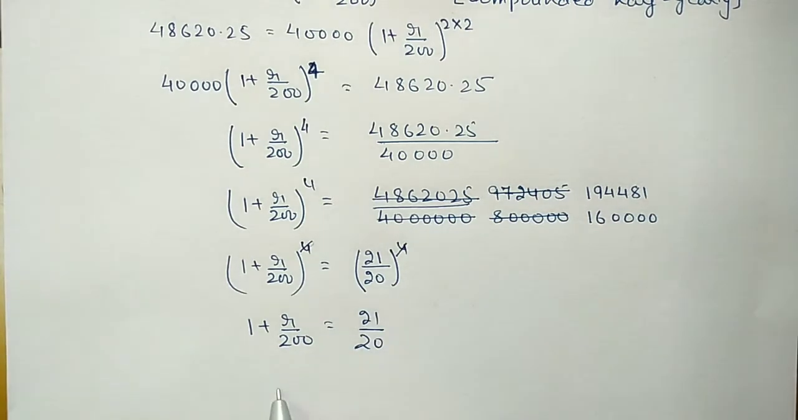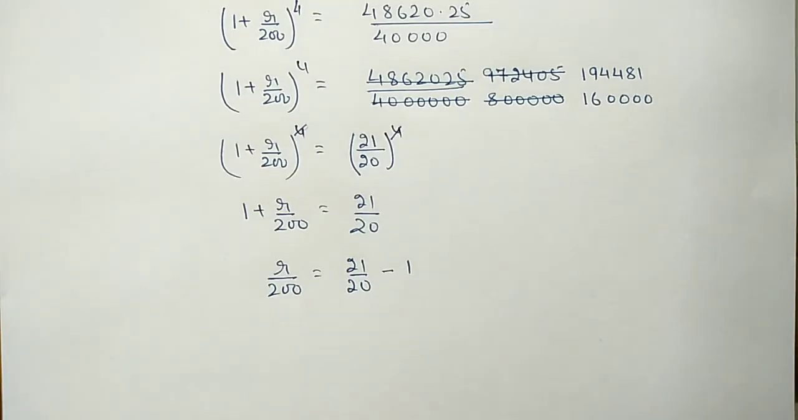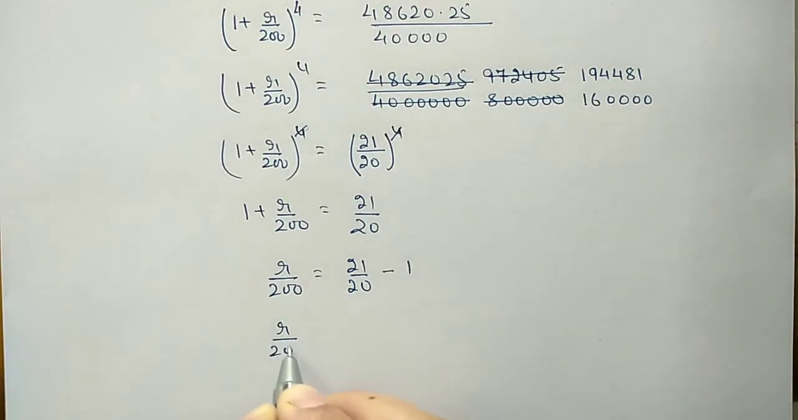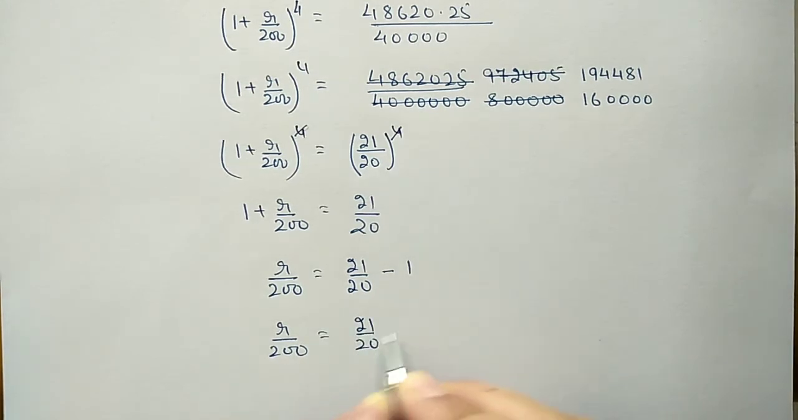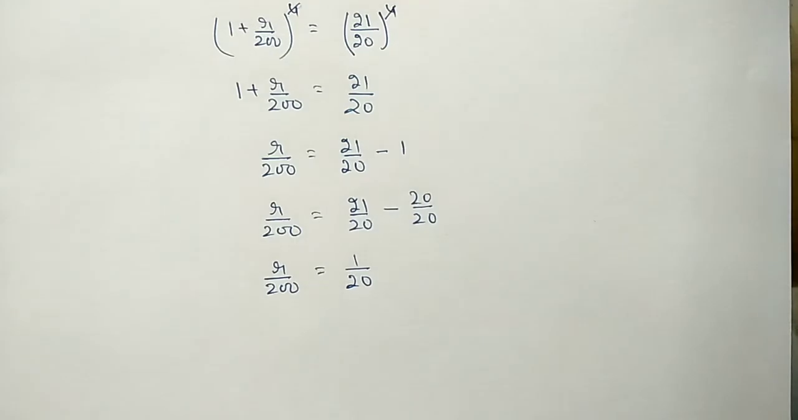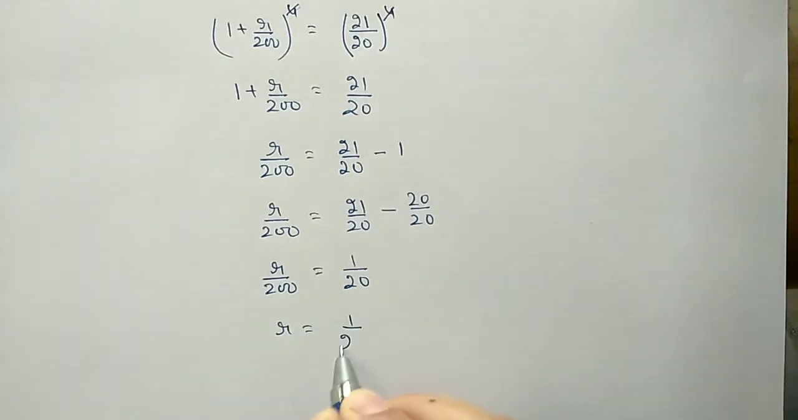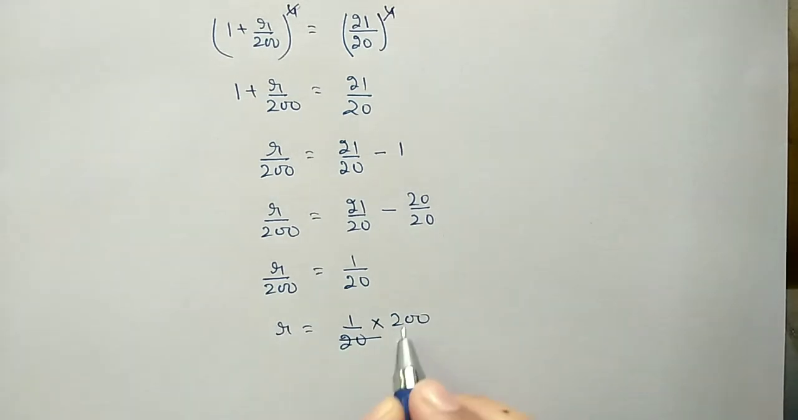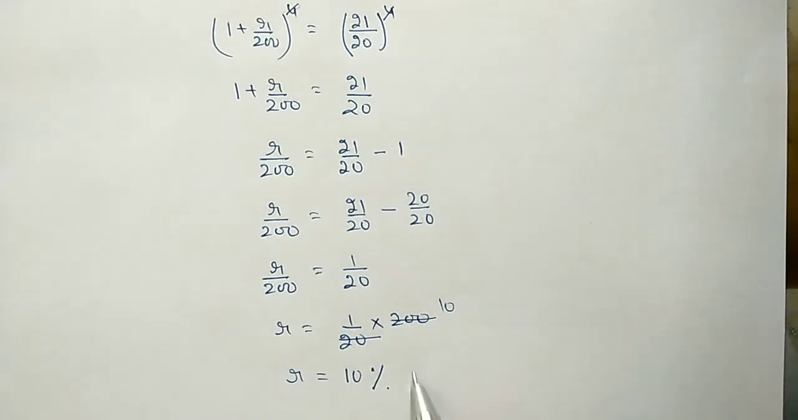1 also we can shift to the other side. 1 will go for subtraction. Now this 1 we will change into the same denominator. So R by 200 is equal to 21 by 20 minus 1, and this 1 we can write as 20 by 20. With the same denominator we can simplify the numerator. 21 minus 20, 1 by 20 we will get. Now this 200 also shift to the other side. So R is equal to 1 by 20 into 200. It will cancel out 10 times. It means the rate of interest here is 10% per annum.